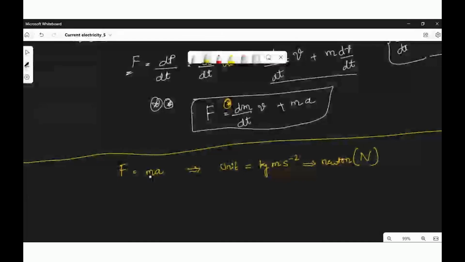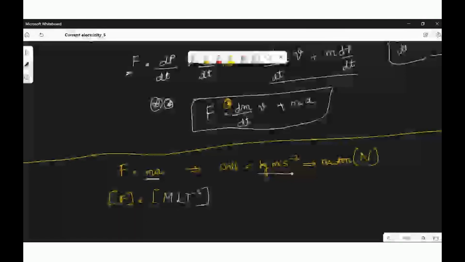Can you tell me the dimension of force? No need to remember, you can work it out here. So it is M L T minus 2. You can look at the unit: kg meter second minus 2 means kg is mass, meter is length, second minus 2 means T minus 2. Or you can remember mass, and acceleration is L by T minus 2. That is how you write the dimension for any physical quantity.